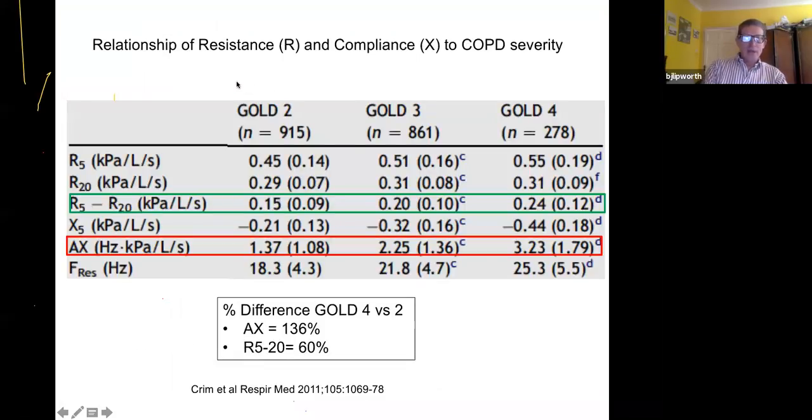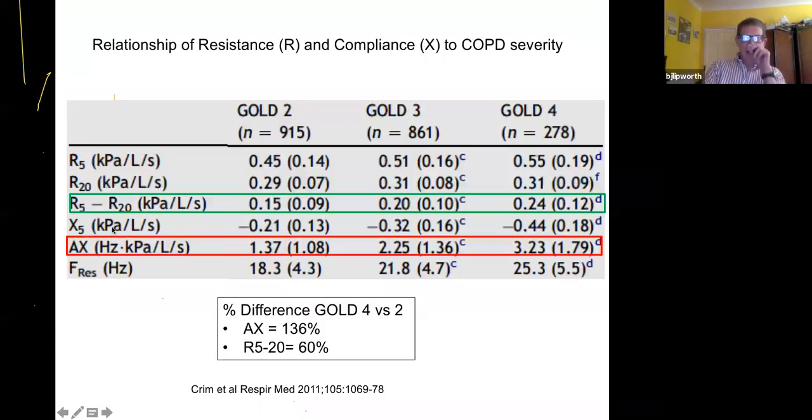Now, how do these measures change according to GOLD stage? This is taken from data on nearly 2,000 patients with COPD, from the ECLIPSE cohort, which you may be familiar with. The first thing you can see is that R5 doesn't really change much as you go from GOLD 2 to GOLD 3 to GOLD 4. It goes from 0.5 to 0.55. R20, which is the central airway resistance in large airways, doesn't change at all. 0.29 to 0.31. R5 minus R20 goes up a wee bit, 0.15 in GOLD 2 to 0.24 in GOLD 4.